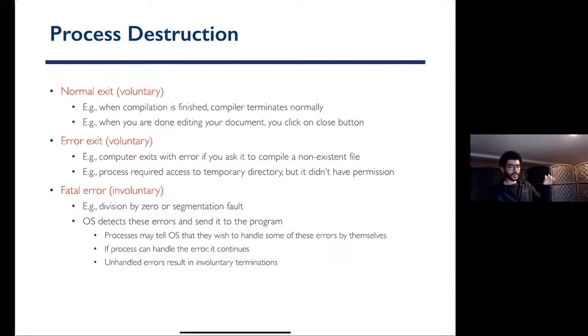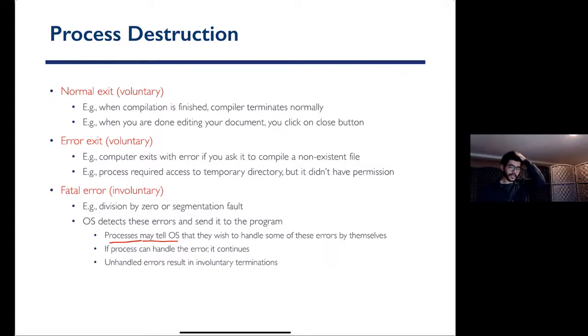Usually when those happen, the operating system detects them, relying usually on hardware to tell the operating system that an error happened. And then in that case, the operating system usually handles that fatal error. In some cases, the process might tell the operating system that I wish to handle this by myself. So if, let's say, a segmentation fault happens, tell me and I'll handle that.